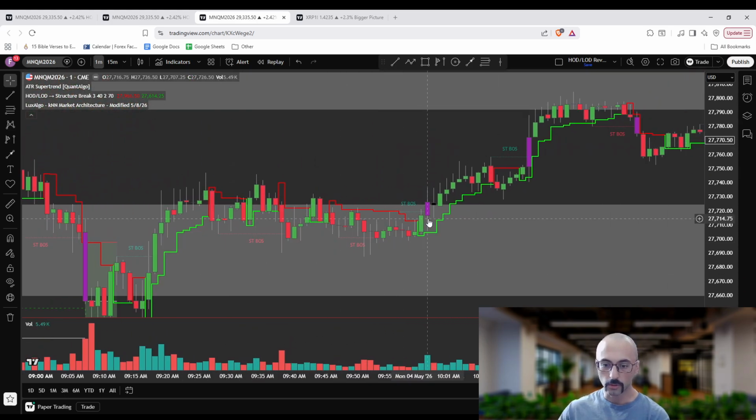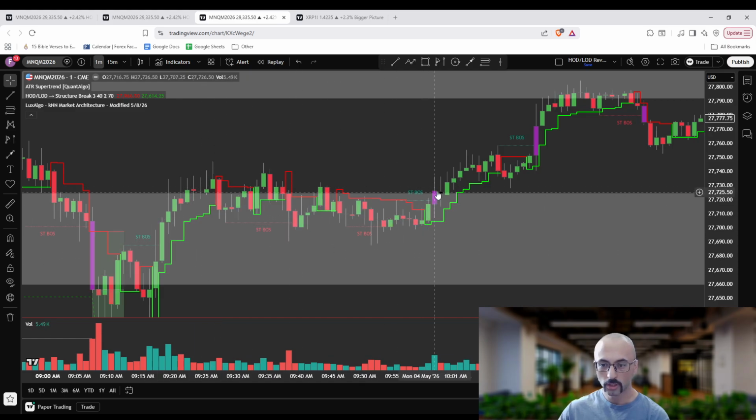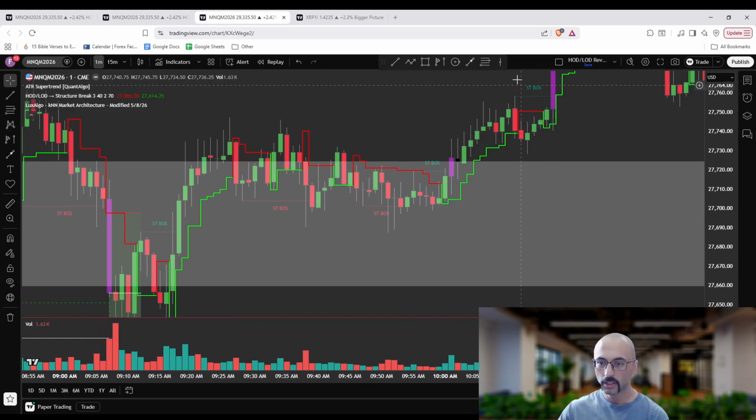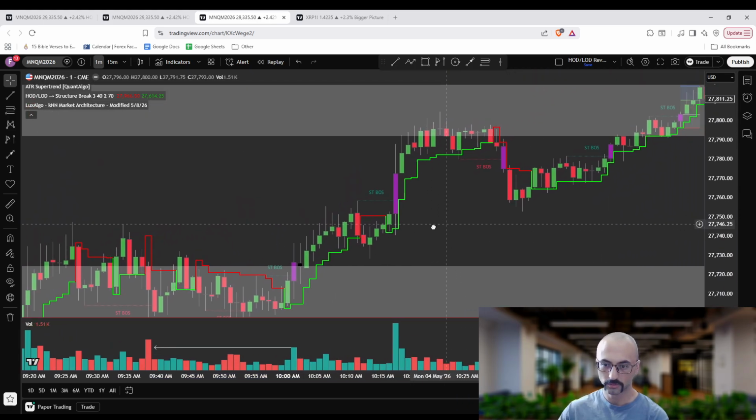Okay, here we have a break through the low volume node with a break of structure. This could potentially be a signal, but let's look at the volume. If we look at the volume here, you will see that this is the most volume over the last 23 minutes. This is not a signal that we're going to take.